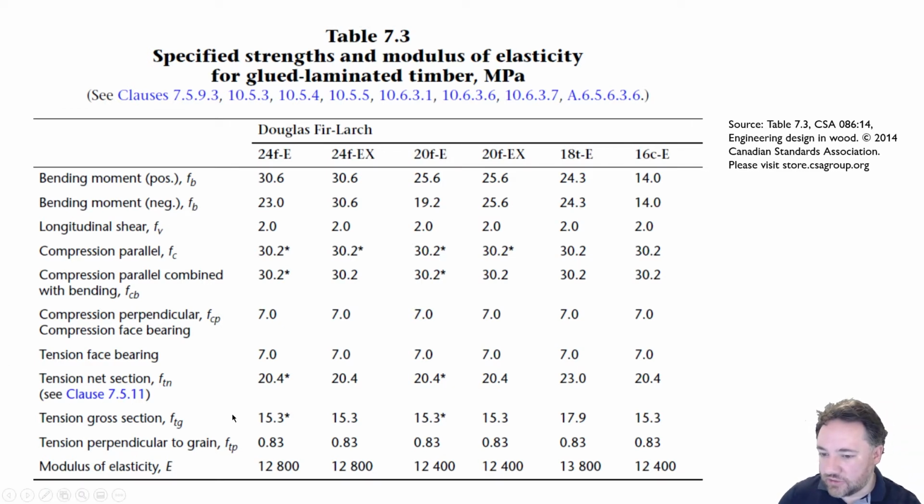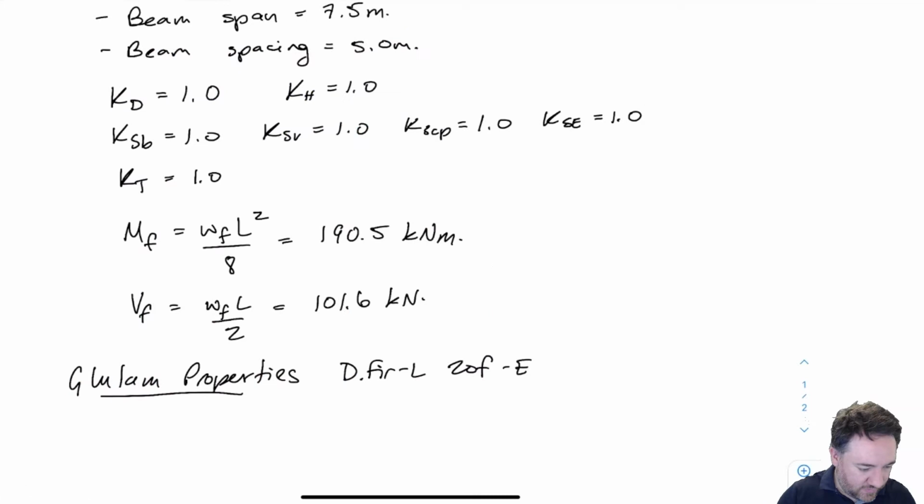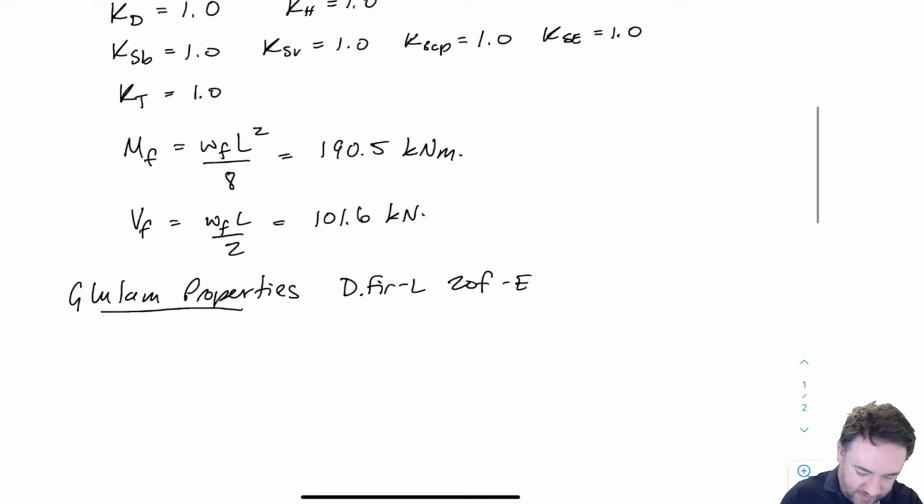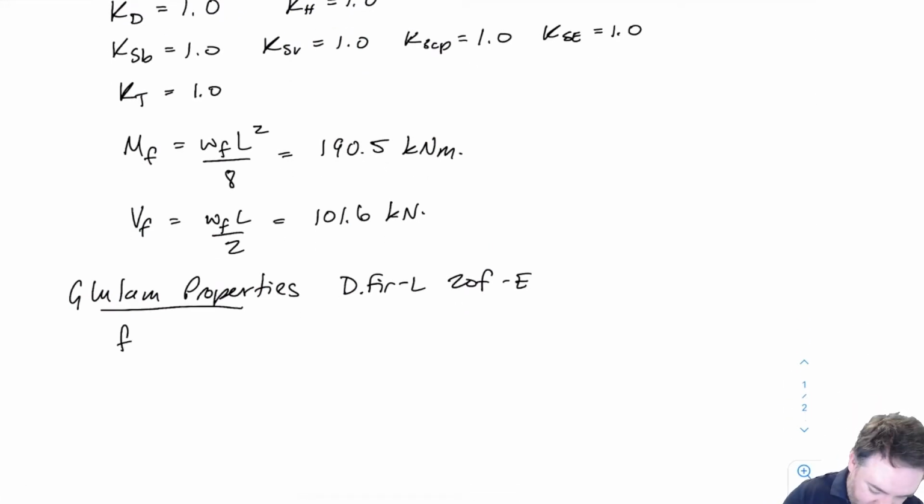We are going to need our modulus of elasticity. And we'll see what we're going to do with bearing when we get there. But for now, we're going to write down all these numbers. I'm just picking them out from the table: 25.6, 2.7, and 12,400. Okay, so we have FB.